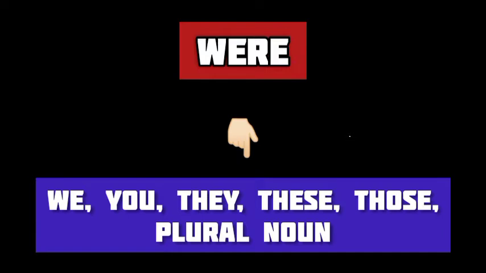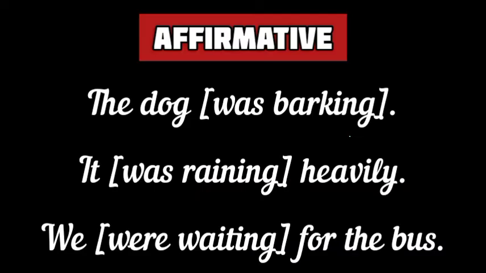So now we have understood the structure of the past continuous tense. Let's see how it is used in the affirmative sentence. The dog was barking. In this sentence, was barking is in past continuous tense. Was and the ing form of the verb bark. It was raining heavily. Here, was raining is in past progressive tense.